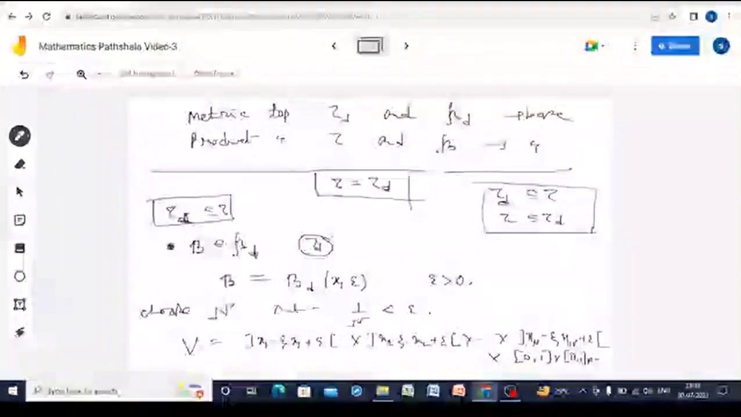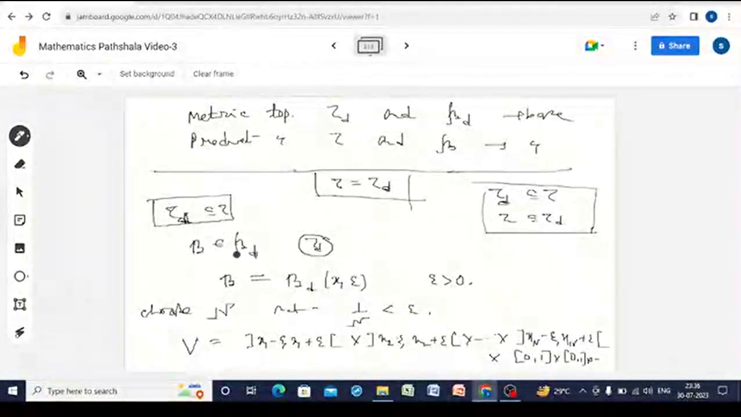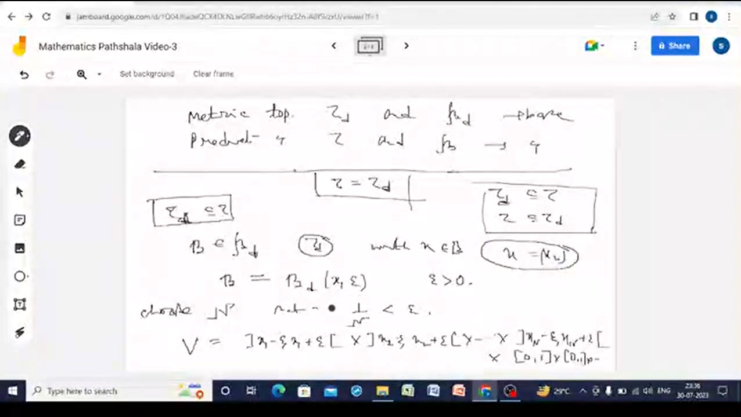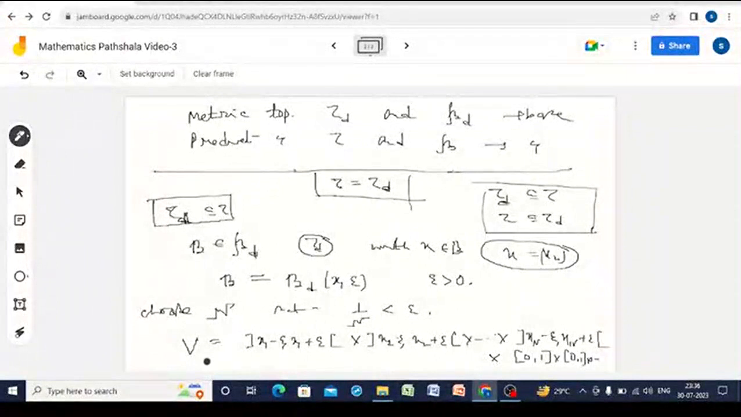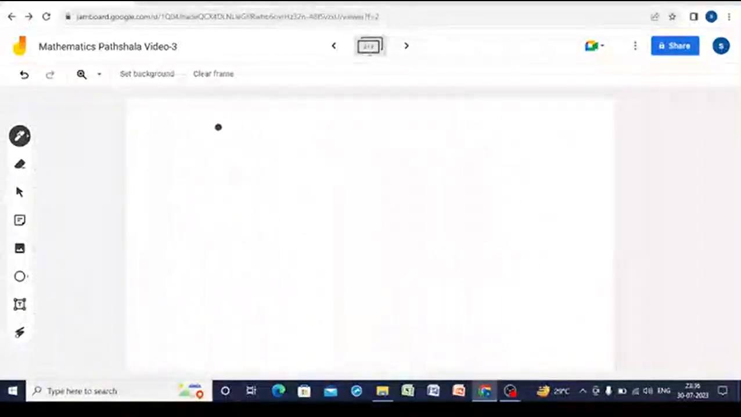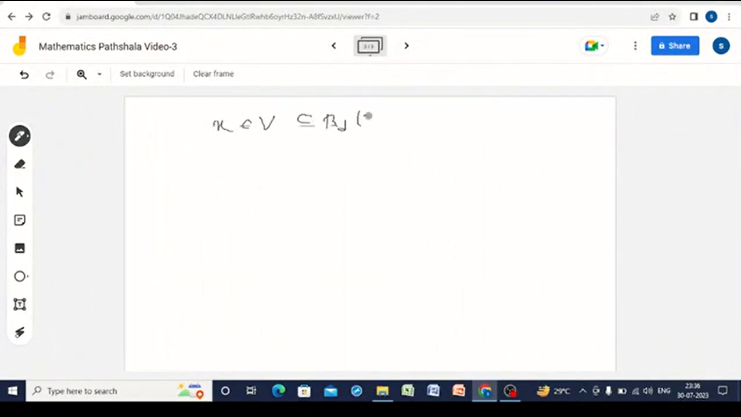So first we have taken B belongs to script bd with x belongs to B, where x is our sequence xn. So first we have seen that this basic open set will be of the form bd x epsilon for some epsilon greater than 0, and then we have chosen an n such that 1 by n less than epsilon, and we have taken a set V equal to this. So we now show that x belongs to V is a subset of this bd x epsilon.